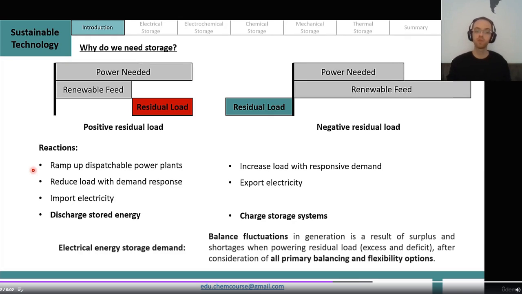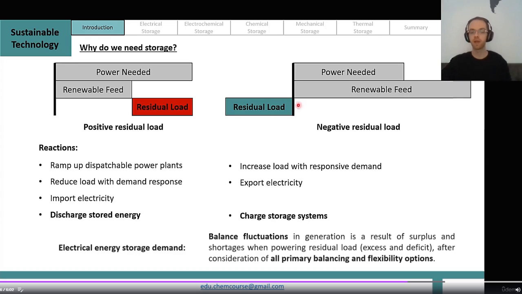Another reaction might be to reduce the load with demand response. What does demand response mean? Demand response means that you will approach big consumers, so typically industry consumers, and you will pay them to reduce their energy consumption during a specific time, so they don't use so much energy from the grid. Another option, of course, is to import electricity from outside of your own grid. And the option which is mostly related to this course here is that you can discharge stored energy if you have any.